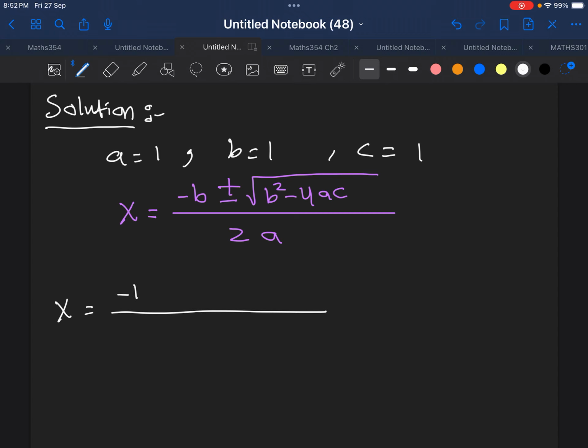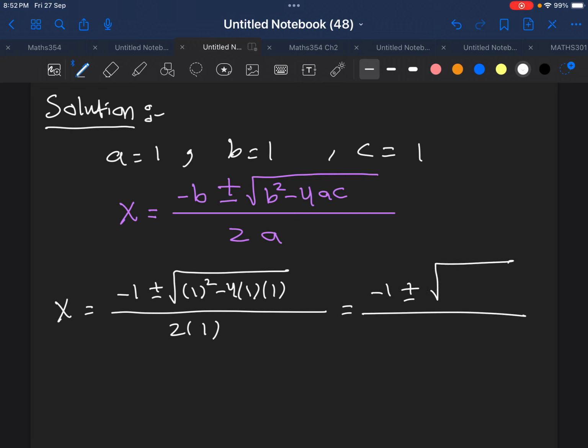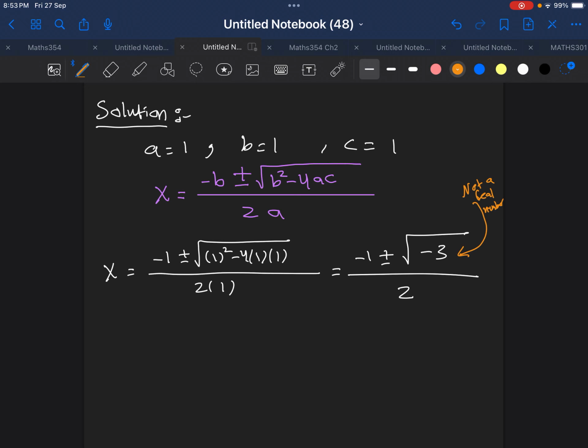Now apply it with a, b, c equal to 1: negative 1 plus or minus square root of 1 squared minus 4 times 1 times 1, divided by 2 times 1, which is negative 1 plus or minus square root of negative 3, divided by 2. And now we have a problem. Negative 3, this is not a real number. This is a complex number. So what shall we do in this case? We stop directly and we say there is no solution.